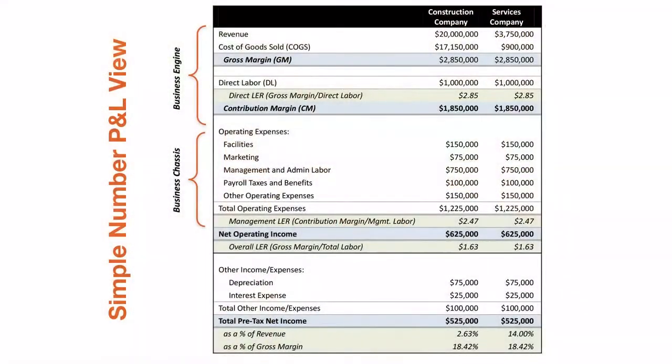And what we realized is labor is the cost that comes to work every day with an attitude. Materials are materials. And so from that standpoint, the key relationship here is the term you see below, direct LER, which is gross margin divided by direct labor. And LER stands for labor efficiency ratio.